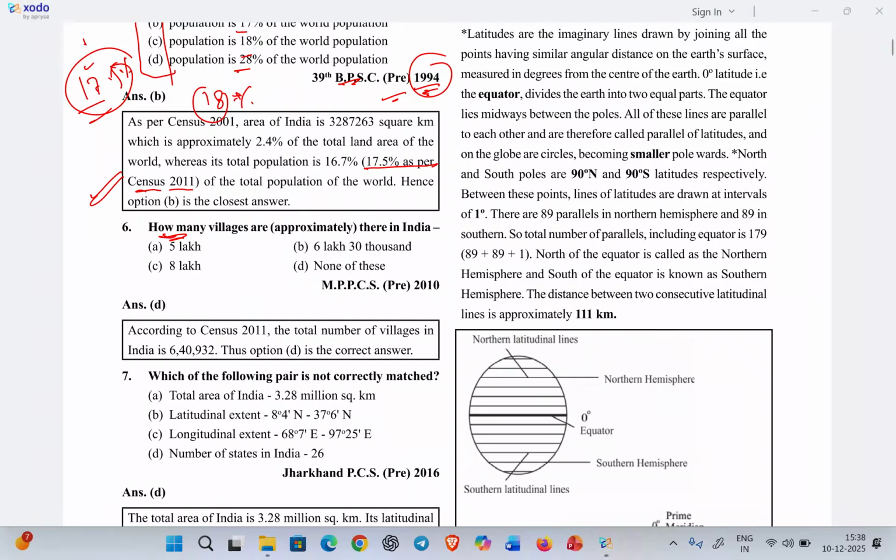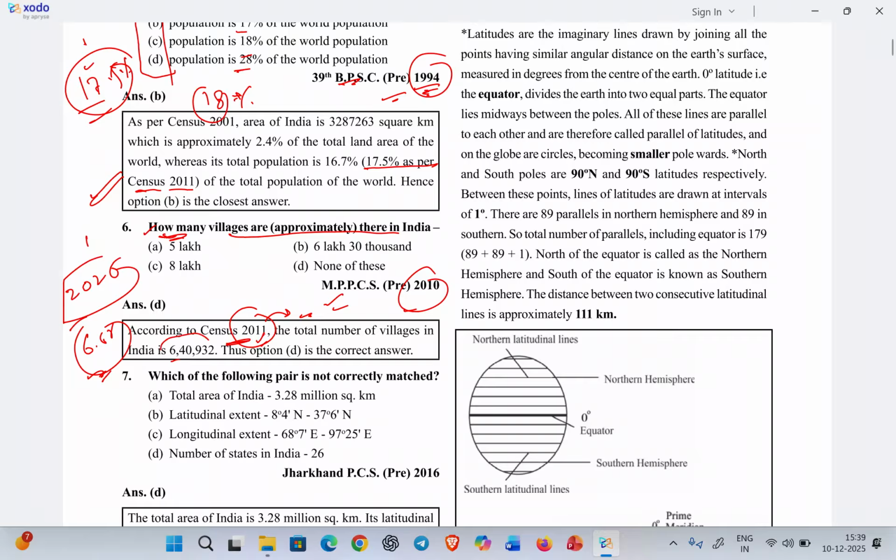Now we are going to see how many villages are there in India approximately. In MPPSC it has been asked in 2010. In India at present, that is 2025, there are around 6.65 lakh villages, and as per the 2011 census, we have the latest census with us, and the new census is about to come soon. Let's wait for the government to release the latest census of India again.